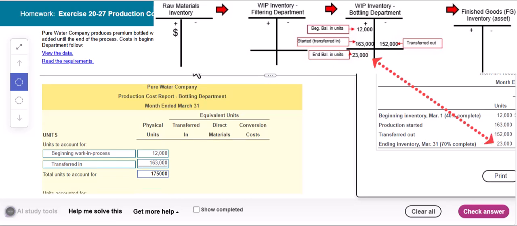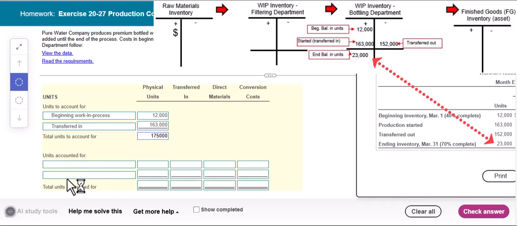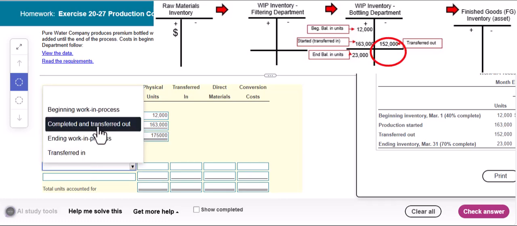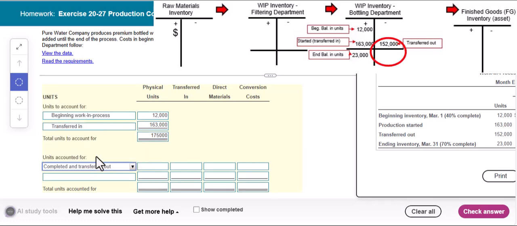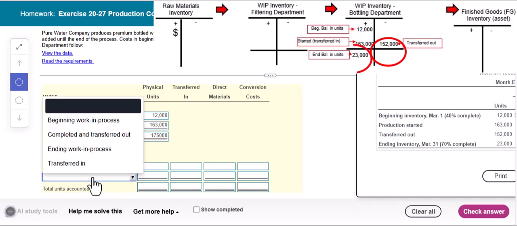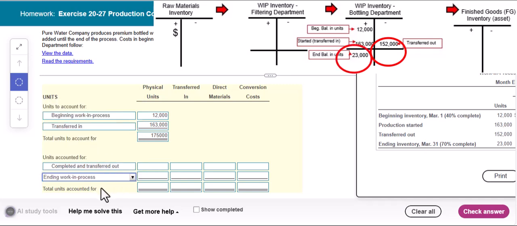Now let's scroll down to units accounted for, which we were just talking about. That is going to be the units completed and transferred out into the finished goods and the ending work in process, the units that were not completed.